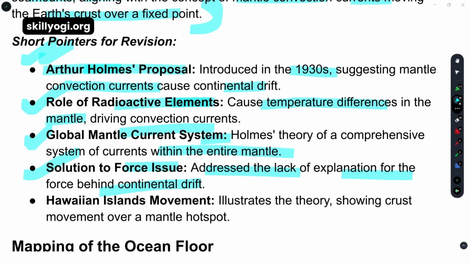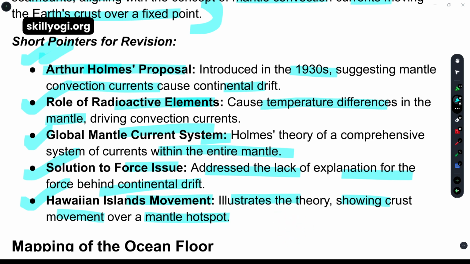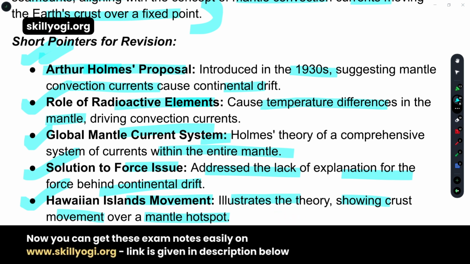And in the last, the Hawaii Island movement, how the movement was done, it illustrates the theory and shows the crust movement over a mantle hotspot. We have three layers: crust, mantle, core. So it shows the crust movement over a mantle hotspot.